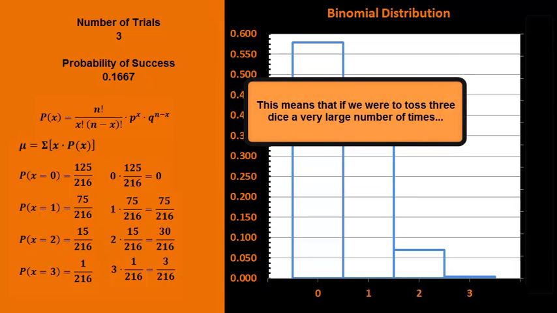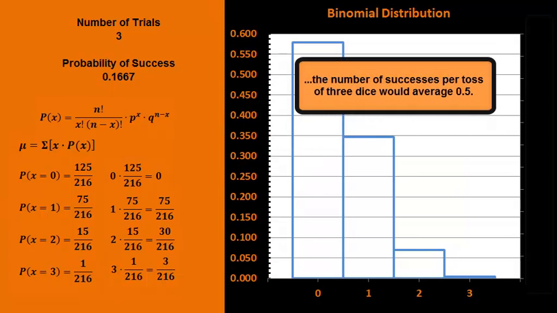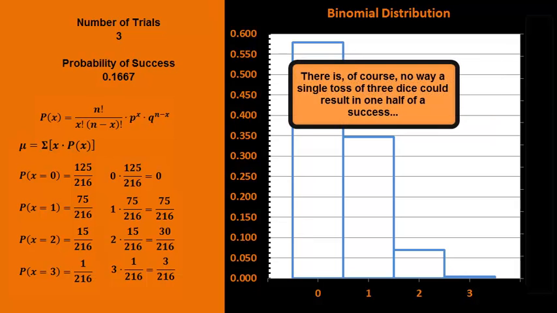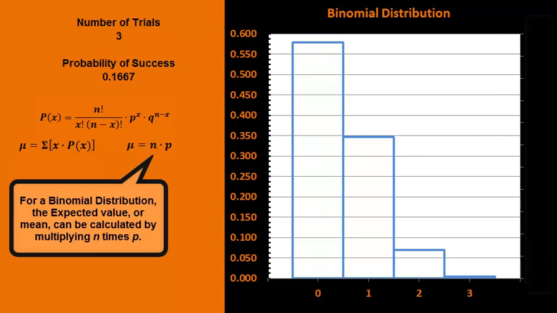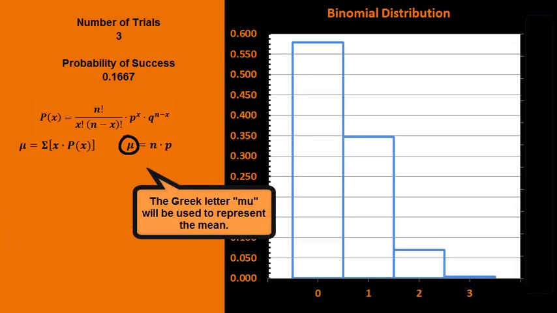This means that if we were to toss 3 dice a very large number of times, the number of successes per toss of 3 dice would average 0.5. There is of course no way a single toss of 3 dice could result in 1/2 of a success. The expected value is the average or mean number of successes after tossing 3 dice many times. For a binomial distribution, the expected value or mean can be calculated by multiplying n times p. The Greek letter mu will be used to represent the mean.